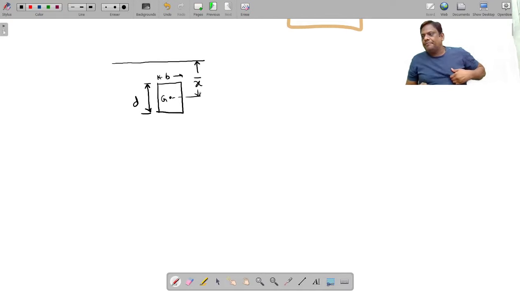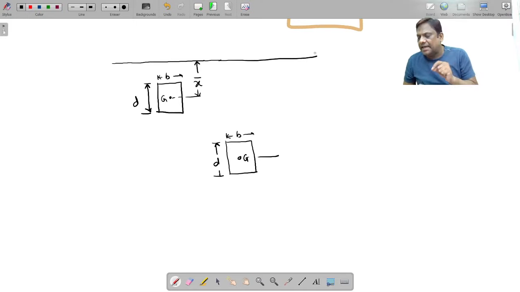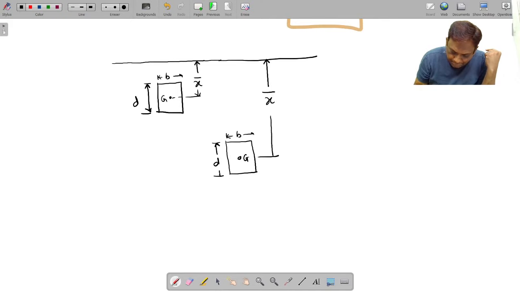Yes. Now the same body, width B, depth D. Can you tell me the meaning of x bar? What is the meaning of x bar? It is the vertical distance of center of gravity measured from the free surface. So vertical from the free surface. This is our x bar.